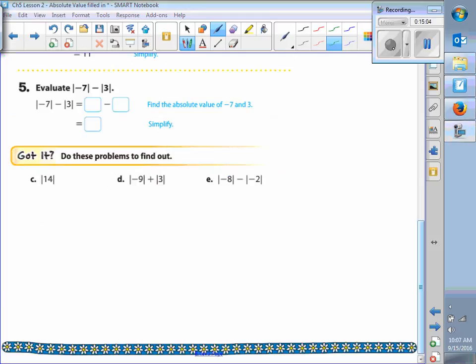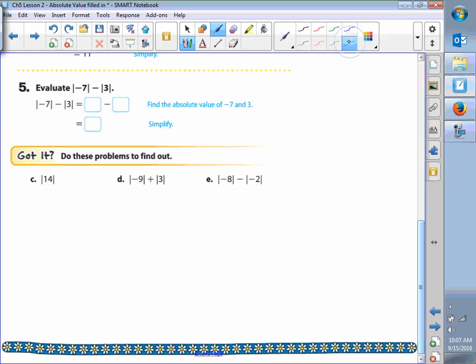Good. So for example 5, we want the absolute value of -7 minus the absolute value of 3. So, what is the absolute value of -7? 7. Minus the absolute value of 3, which is 3. Oh, sorry. Why did you say 4? Because he's going ahead. So here, 7 minus 3 is 4. There you go. Got it? All right, excellent.